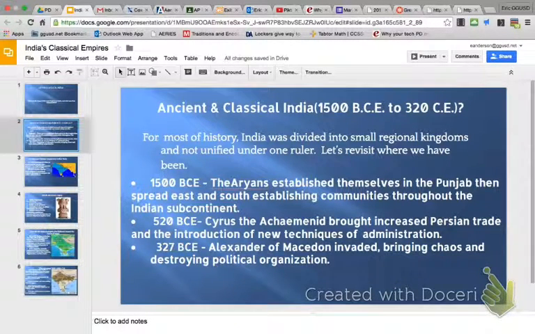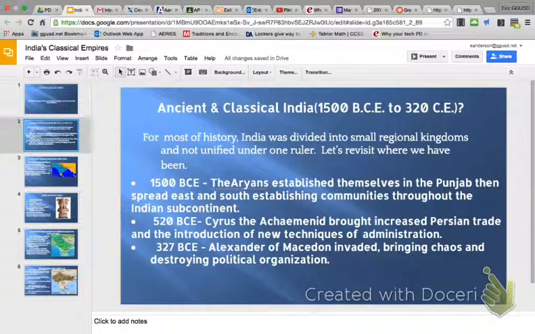So in the beginning, from 1500 BCE up to 320 CE, you have divided small regional kingdoms. In about 1500 BCE, we've talked earlier about the foundations of Hinduism. You have the Aryans establish themselves in the Harappan Valley, some in the Punjab region, and they spread east and south, establishing communities throughout the subcontinent. And this is the foundation of the Vedic age.